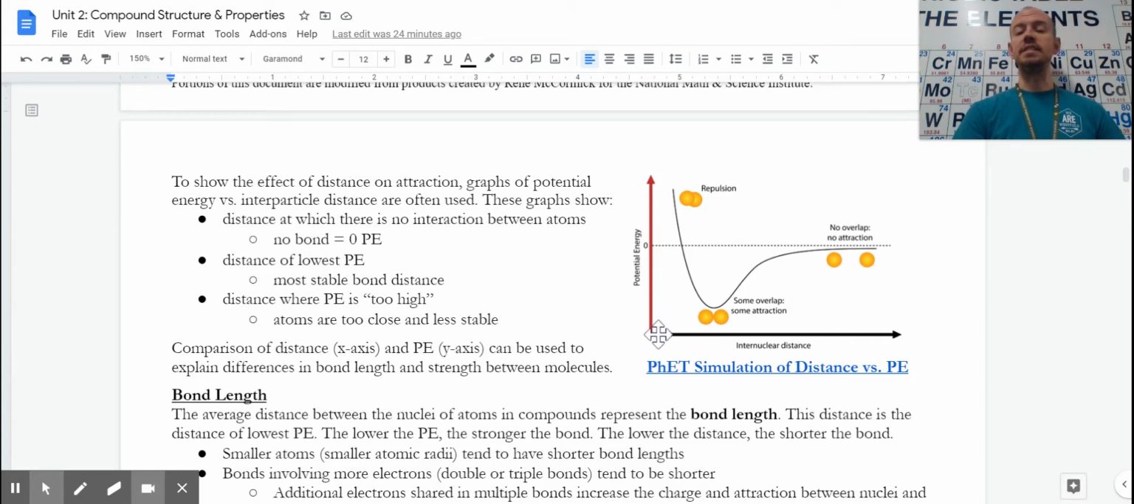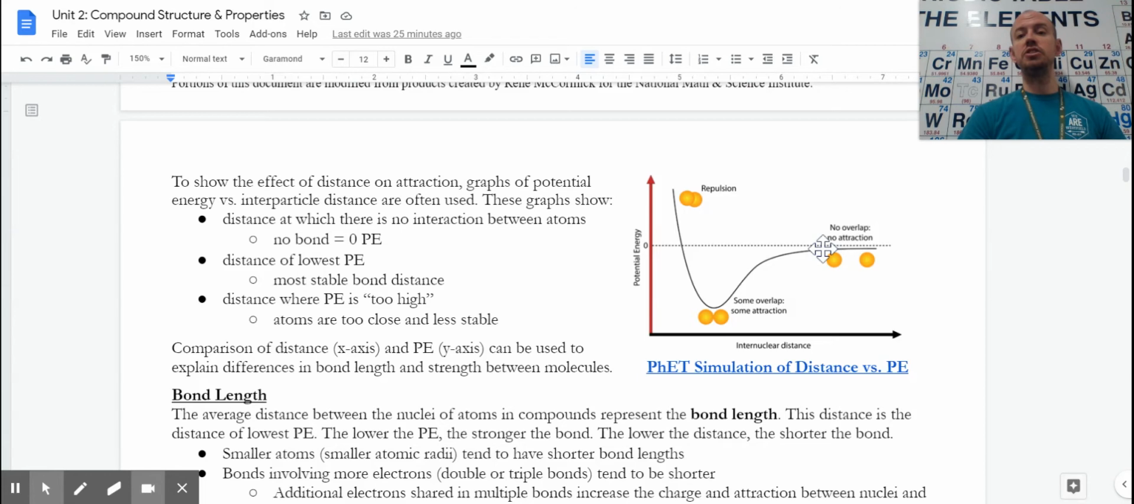So the distance is how close our two atoms are. So we could have them very far apart, very close, or almost on top of one another. And then potential energy is how stable it has become. Low potential energy is the most stable an atom, or in this case, a molecule could be.